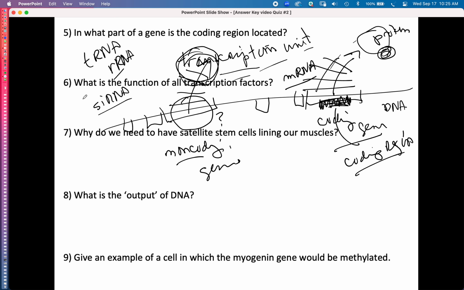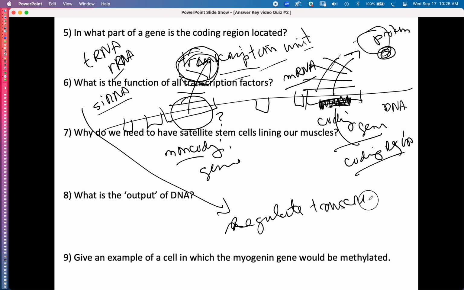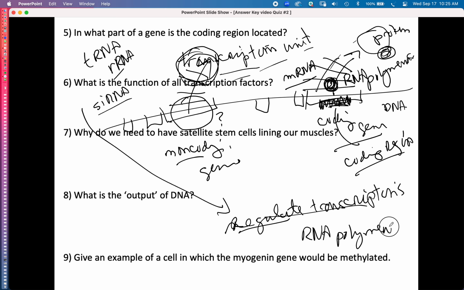What is the function of all transcription factors? And the answer is to regulate transcription. They don't do the transcription. The RNA is produced by an enzyme called RNA polymerase. So it would be fair to say that transcription factors regulate transcription. You could also say they regulate RNA polymerase, but it's best just to say they regulate transcription. I think that's the broadest, truest definition that fits.